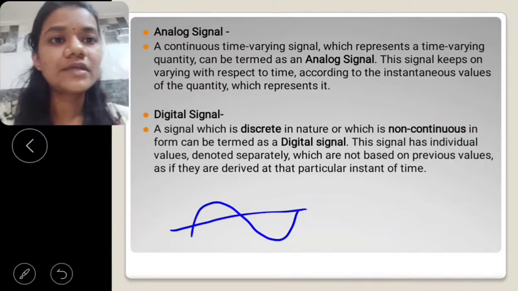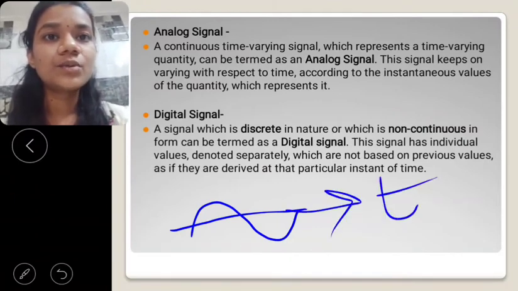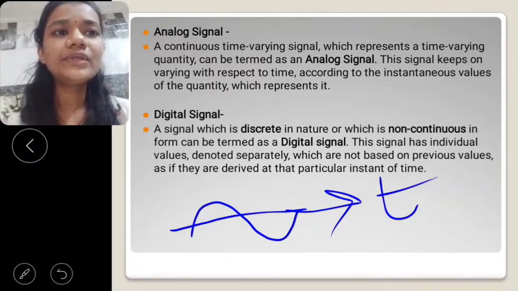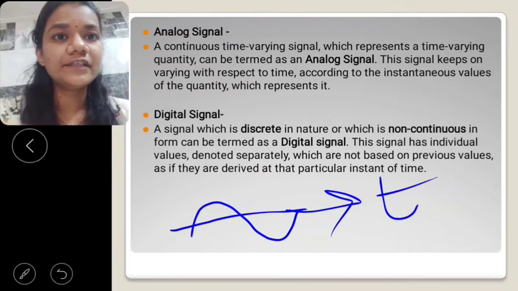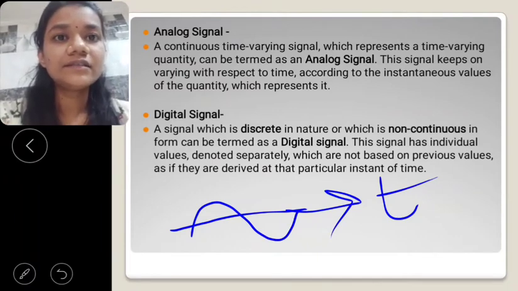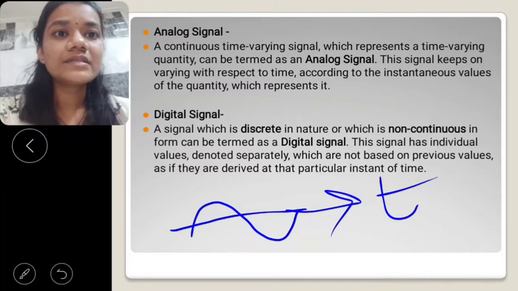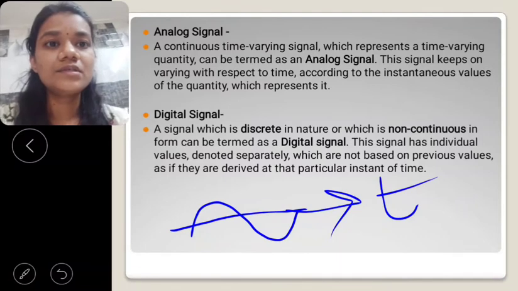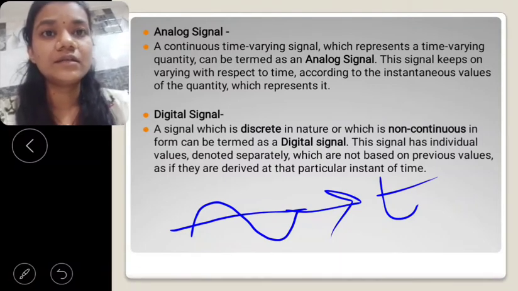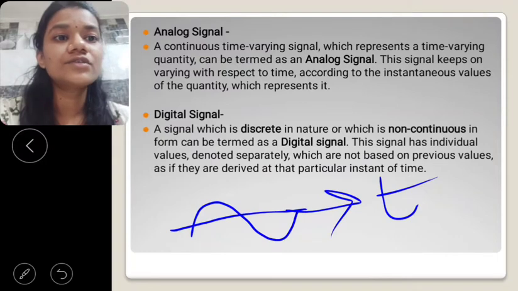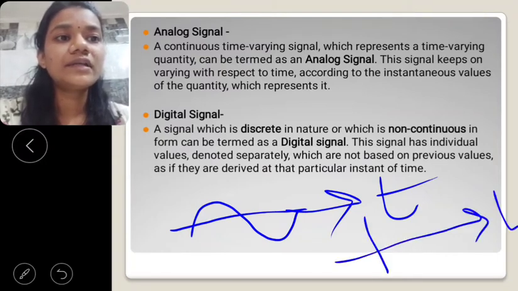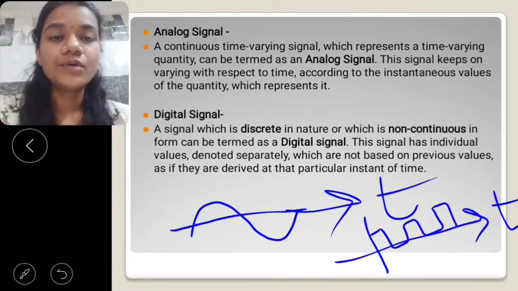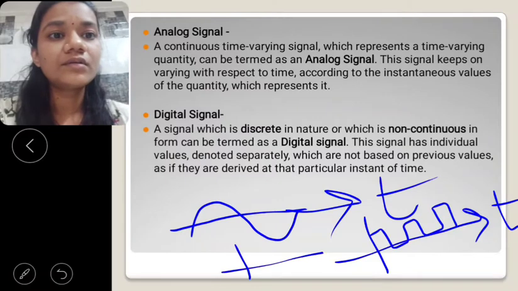So the x-axis represents time. According to the time, this signal may vary according to the instantaneous value of the quantity which it represents. Then next is digital signal. What is meant by digital signal? A signal which is discrete in nature or non-continuous in form can be termed as a digital signal. What is meant by discrete in nature? Suppose this is your x-axis, then this is the signal in the form of 1 and 0. We can call it discrete.